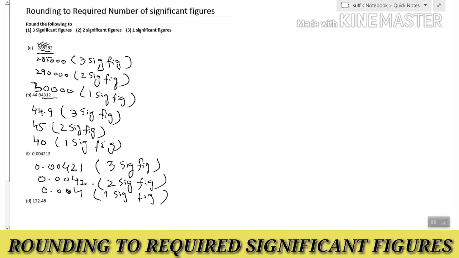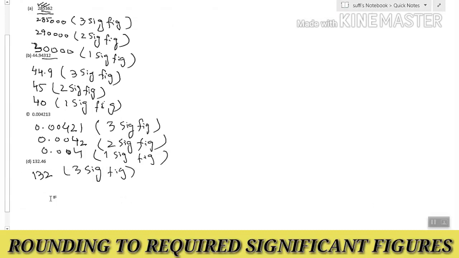Again, this is a decimal number. In a decimal number, we know if there are any zeros after the decimal, they are also counted as significant figures. So to round off to 3 significant figures, it will be 132 only, and we will ignore the others, because if we write 0.00, the number of significant figures will increase.